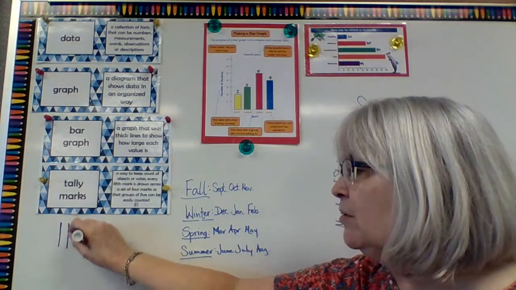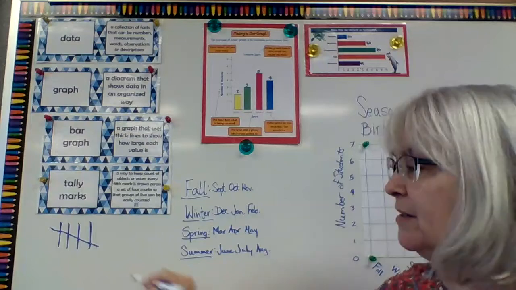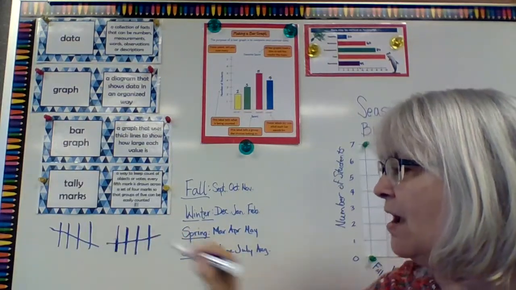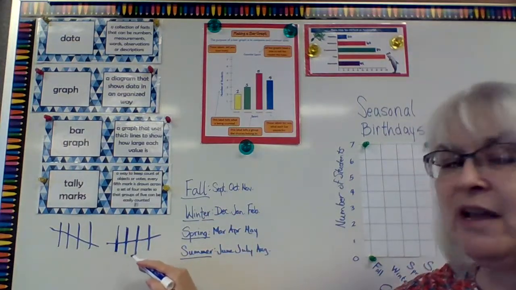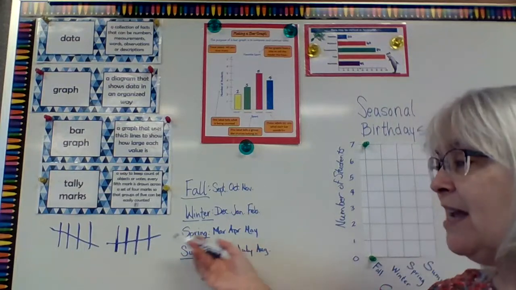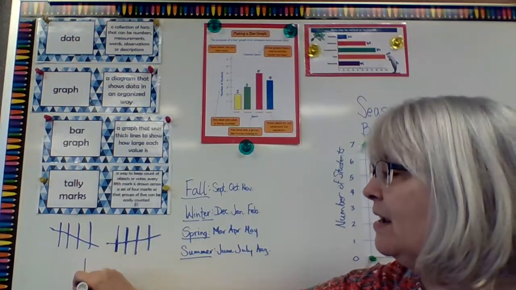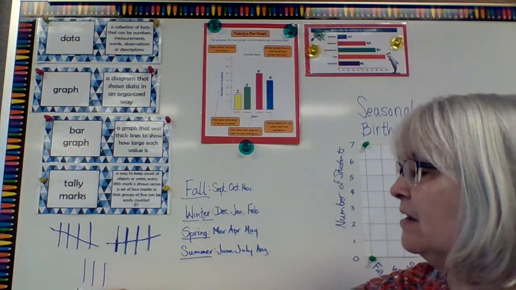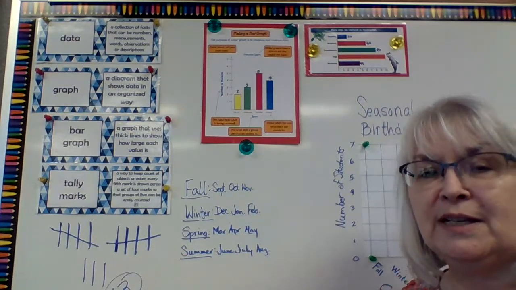1, 2, 3, 4, 5. Some people slant the fifth one. 1, 2, 3, 4, 5. Some people draw it straight across. It doesn't matter as long as you can tell there are 4 and then 1 combining. What makes tally marks so helpful is then you can count by 5s, and then we switch to 1. So 5, 10, 11, 12, 13. These tally marks show 13.